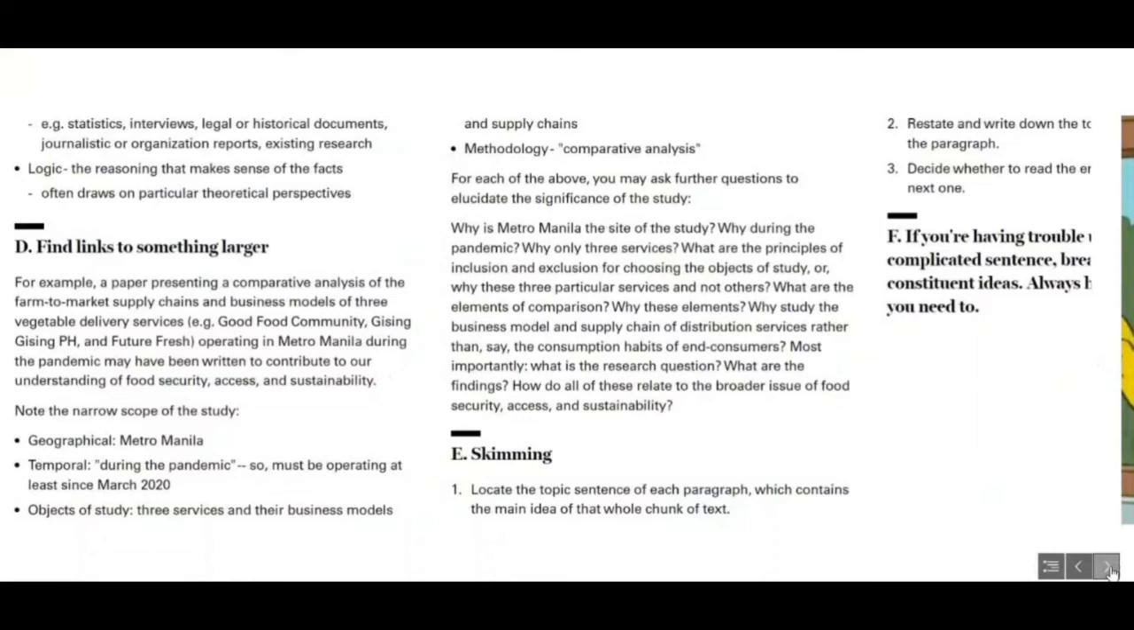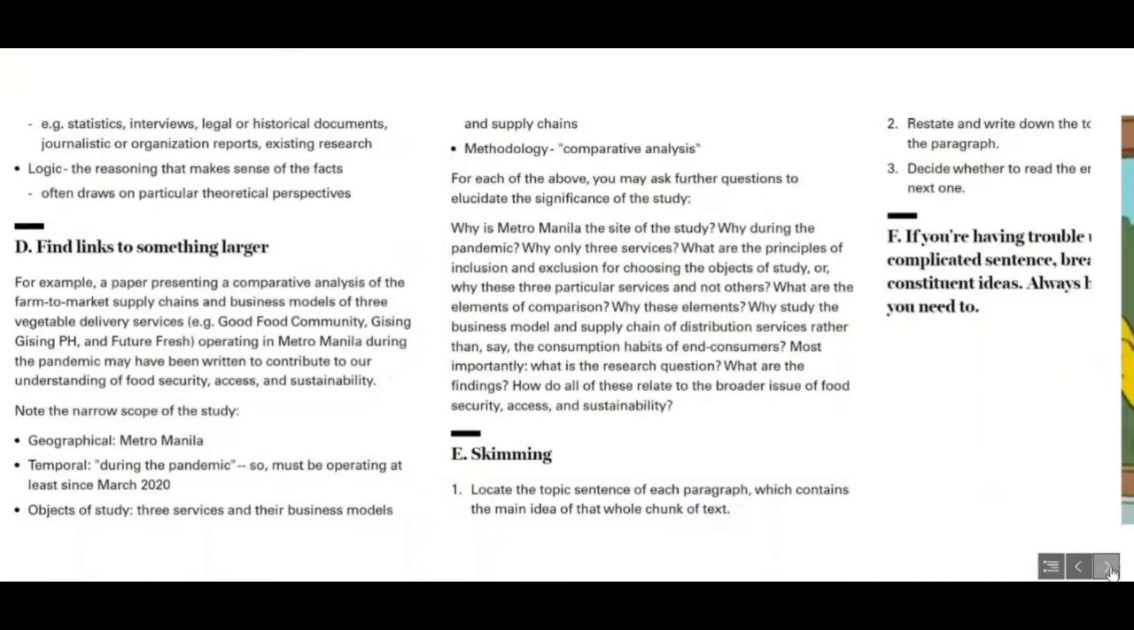Usually, the topic sentence is near the top of the paragraph, or if it's not there, it's near the bottom of the paragraph. Very rarely do you find it in the middle of the paragraph. So once you have the topic sentence of that paragraph, then you have a general idea of what the entire paragraph is going to be about. Because the rest of the sentences in that paragraph would just be elaborating or explaining the main idea as articulated in the topic sentence.